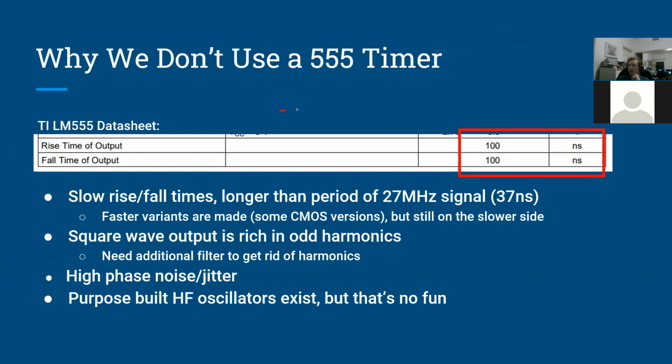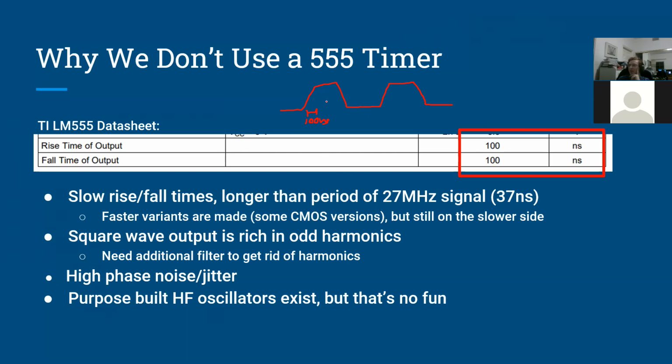So that means if you have a square wave that looks like this, the rise time here is 100 nanoseconds. So what's the problem with that? Well, if you take the reciprocal of 100 nanoseconds to get the corresponding frequency, what is that? That's 10 megahertz or so. And we're going to be oscillating at 27 megahertz roughly. So you can sense a problem here.